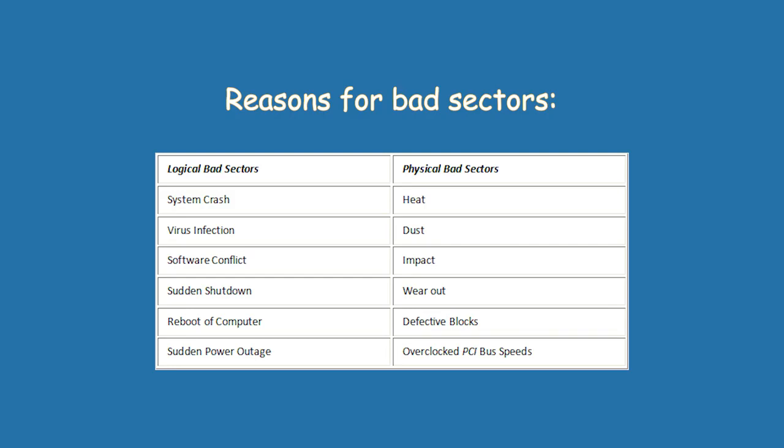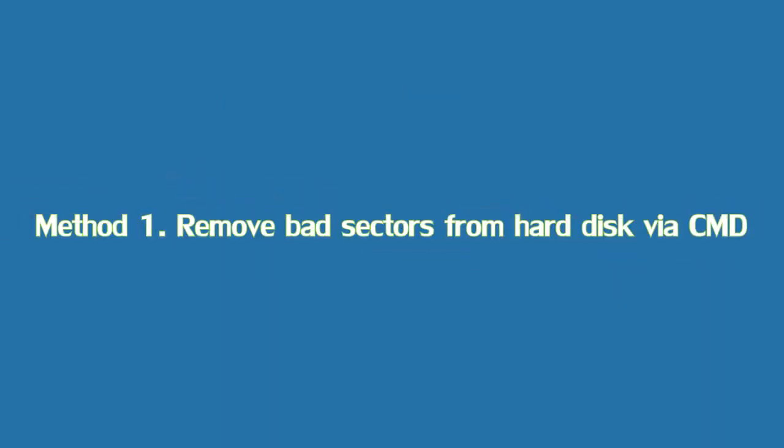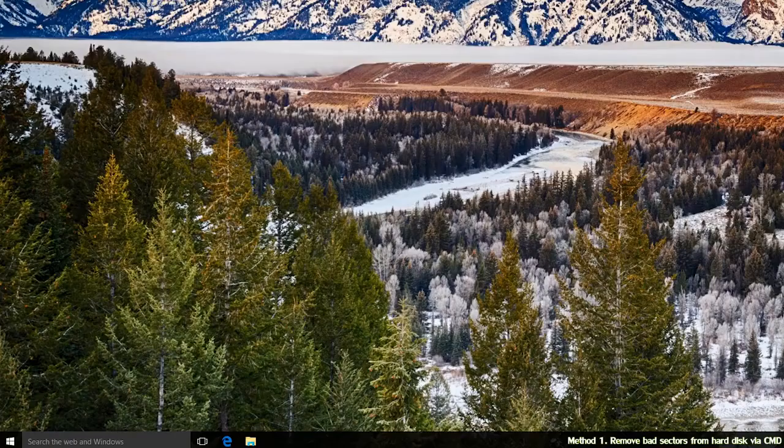Then, how to run bad sectors repair in Windows 10. There are two methods for your reference. Method 1. Remove bad sectors from hard disk via CMD.